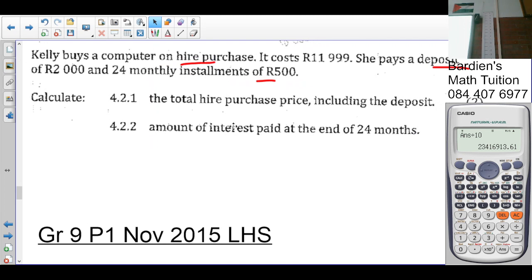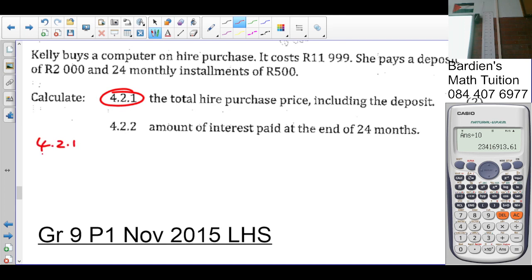In number 4.2, we are told that Kelly buys a computer on hire purchase. People, if they say hire purchase, what comes to mind? Simple interest. It costs 11,999 rand. She pays a deposit of 2,000 rand and 24 monthly installments of 500 rand. The question says, calculate the total hire purchase price including the deposit.